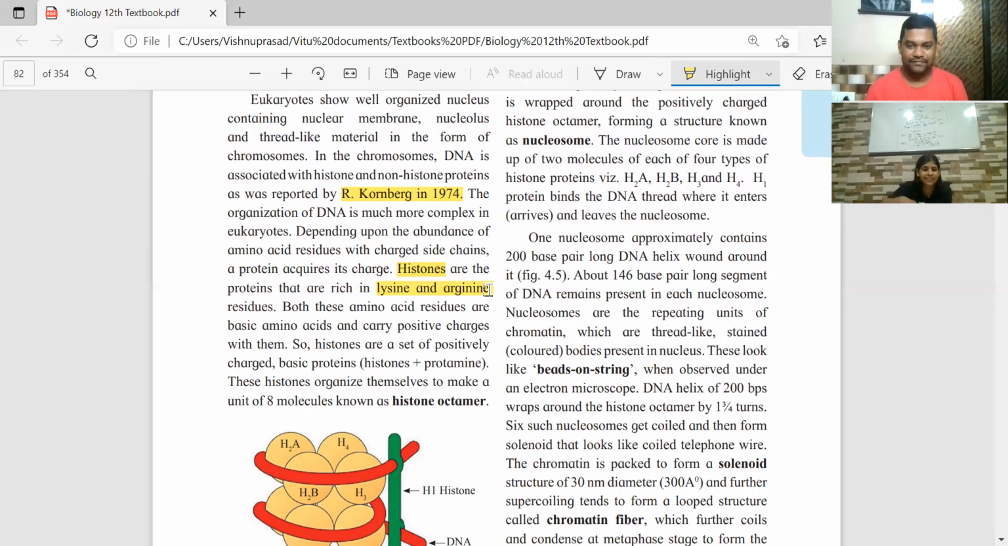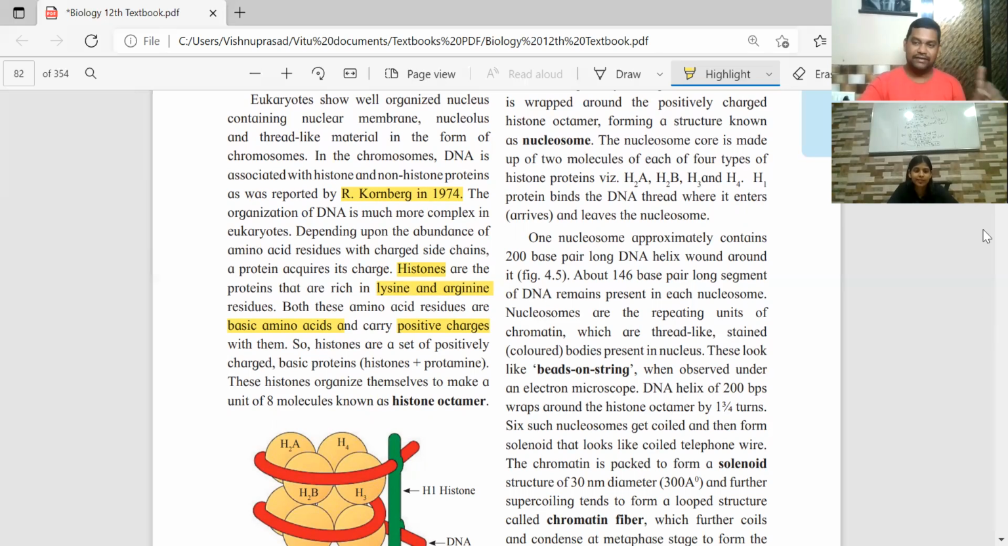You know the names of the 20 amino acids, right? If we look at the structure of histone proteins, lysine and arginine are very abundant. Both of these amino acids are basic amino acids, and that's why they carry positive charges. So histone proteins are positively charged basic proteins, mainly because of these 2 amino acids.